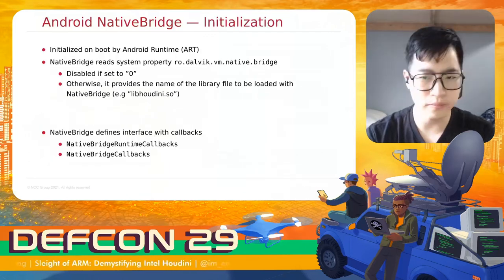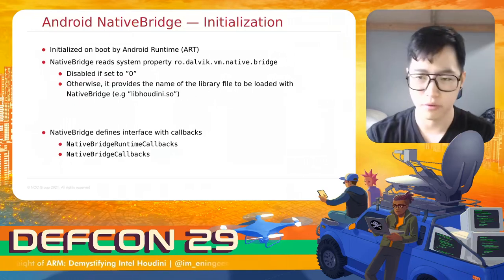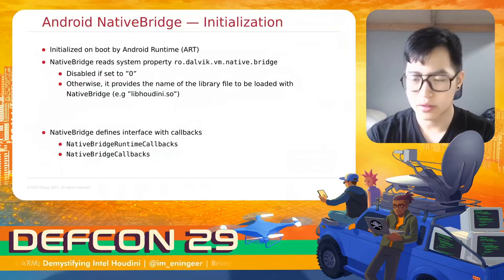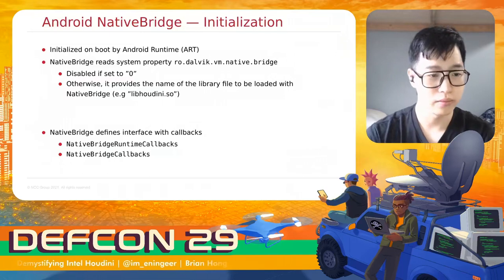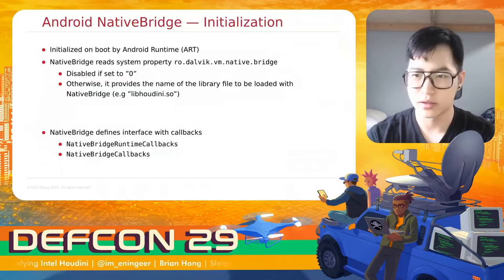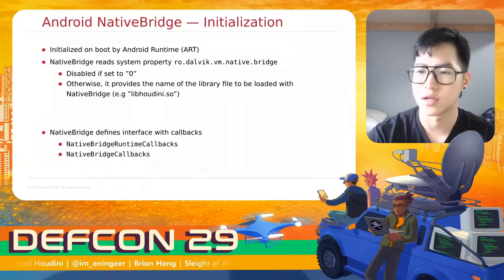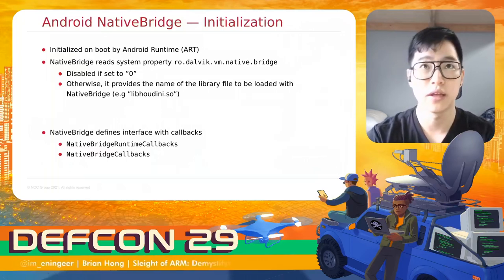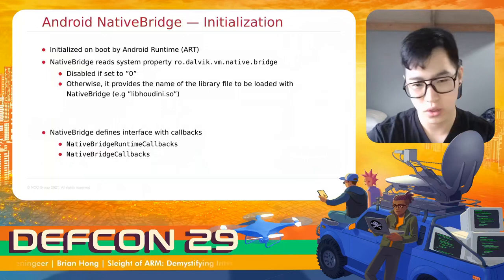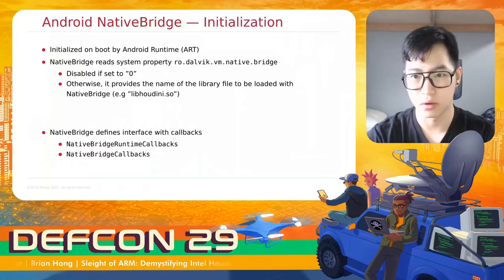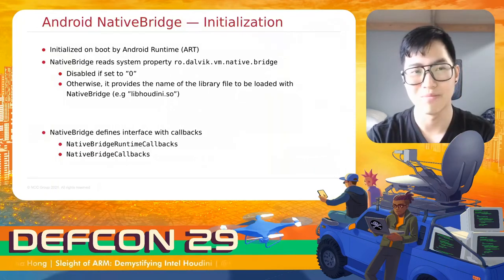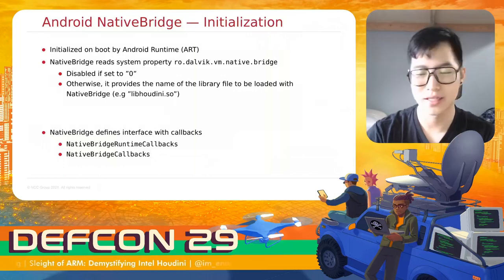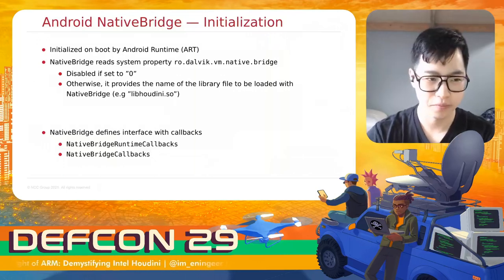So it's part of Android runtime, so it's initialized on boot. And during it, it checks the system property ro.dalvik.vm.native.bridge. If it's set to zero, it's disabled. If it's not, the value is used as the name of the library to load, which implements the native bridge implementation. So in our case, that would be libhoudini.so.